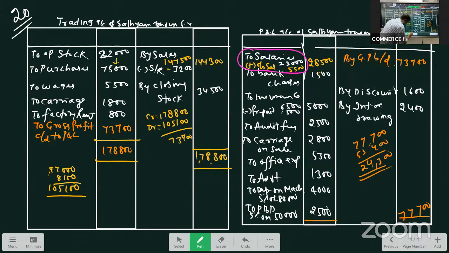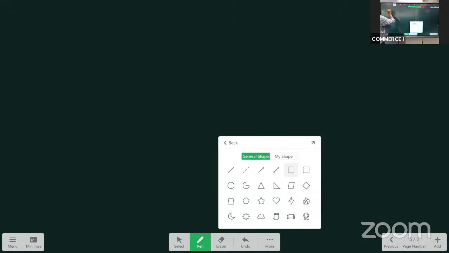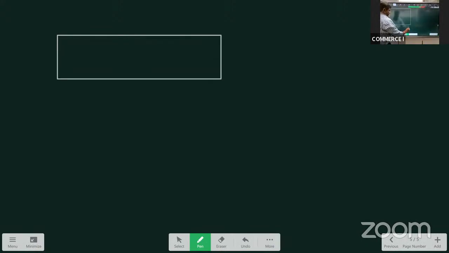Somehow the table is not permitting me here, so I'll write net profit carried down to balance sheet. How much is it? 24,300. Now let us prepare the balance sheet.